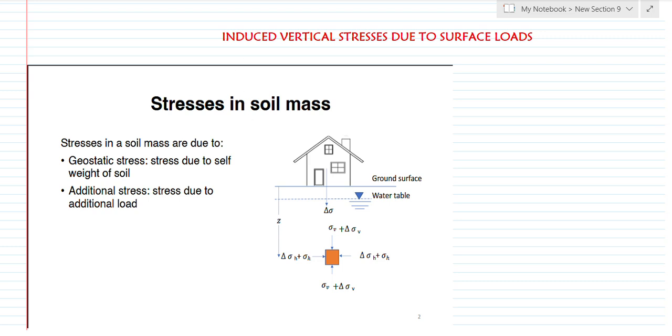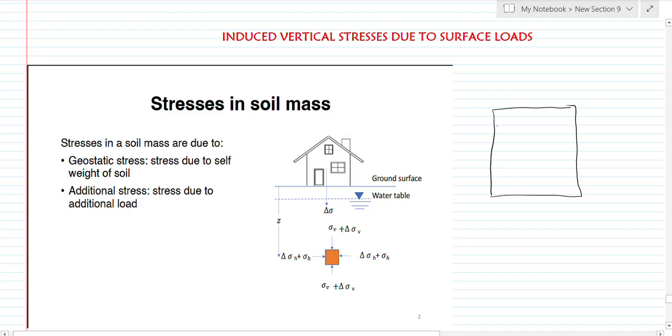Today we are going to look at the theory behind induced vertical stresses due to surface load. Remember that in our previous video, we looked at geostatic stress as a result of the materials. For example, if I have these layers of soil without any material or any load on top of the soil, so it's simply the soil.